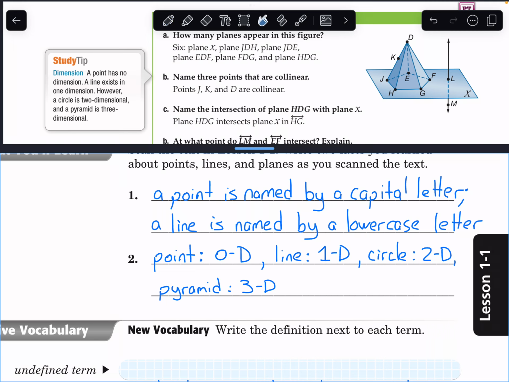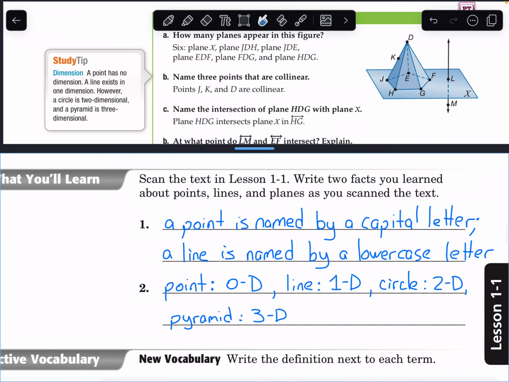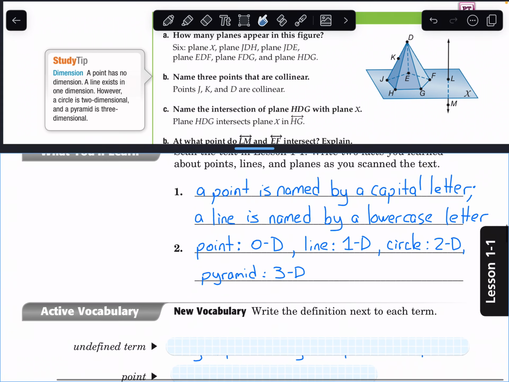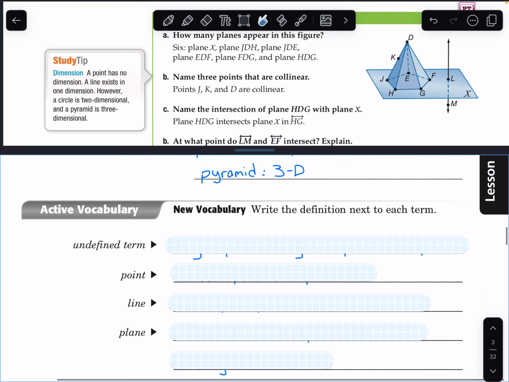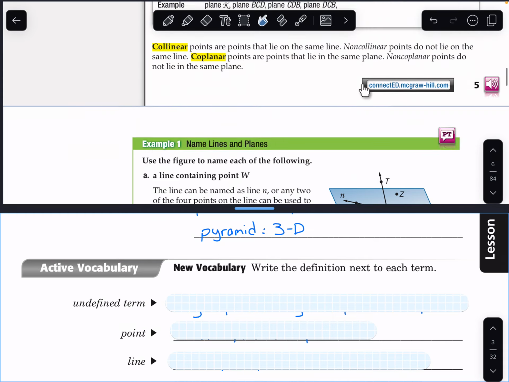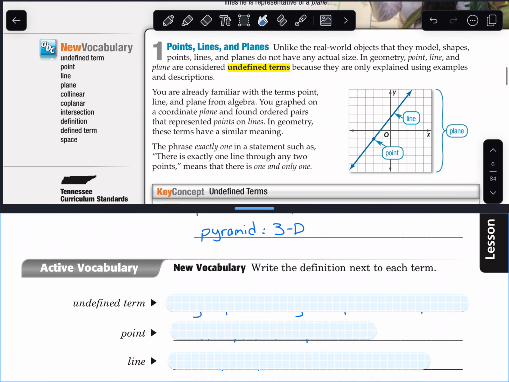There we have our 2 facts scanned from the text just to give us an idea, a summary, what stood out to us, what sounds interesting. You are free to choose whatever facts you like there. Now, on to the vocabulary section. So we will go back to the beginning of the text and go through.